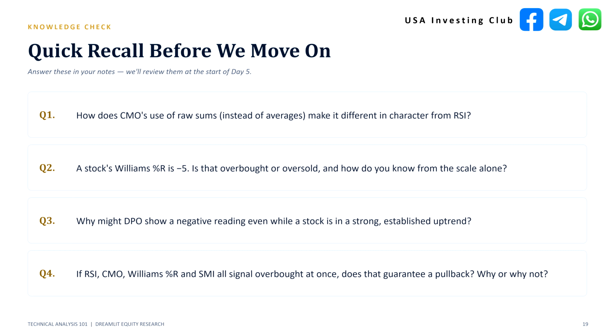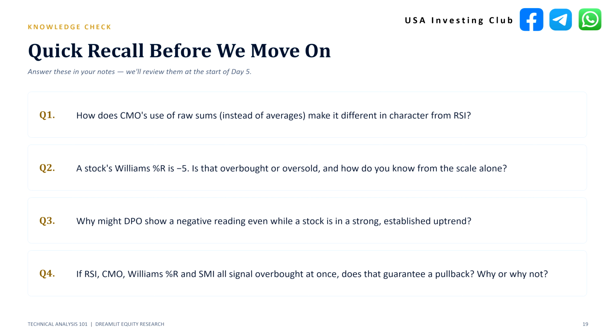Question 1. How does CMO's use of raw sums instead of averages make it different in character from RSI? Question 2. A stock's Williams percent R is -5. Is that overbought or oversold? And how do you know from the scale alone?